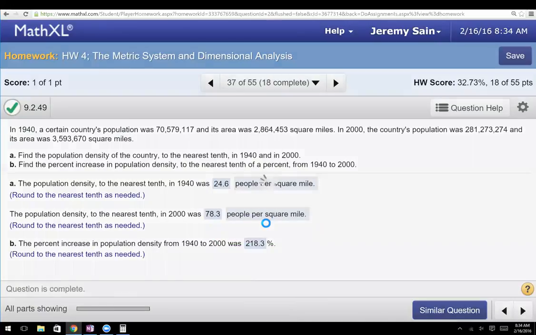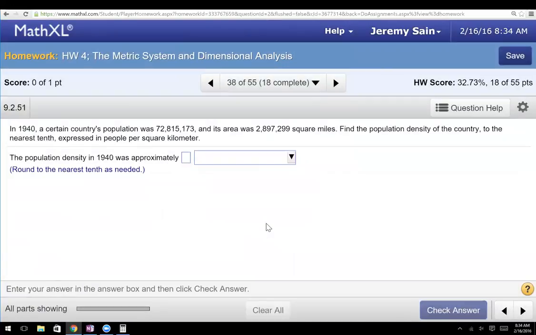Let's do another one like that. Yeah, okay. Here's where we need to remember, they say there's 2.6 square kilometers in a square mile. So if we want to know the population density in square kilometers, the first thing we need to do is change the square miles into square kilometers. So are we going to multiply or divide by 2.6?